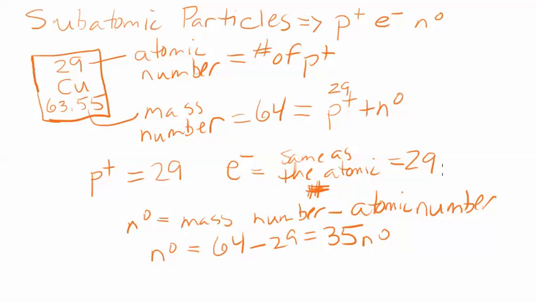And if I go back and label this, there's the electrons, there's the protons. So this is done exactly the same way for every element. If you know the atomic number and you know the mass number, you can find the number of protons, electrons, and neutrons.